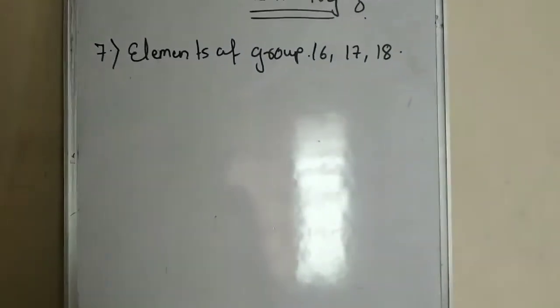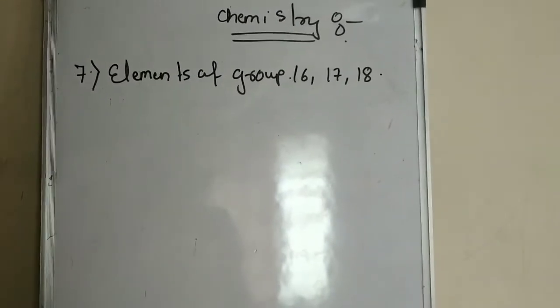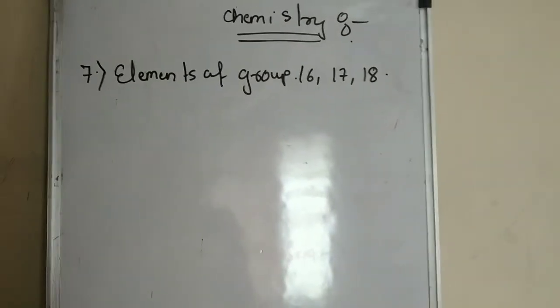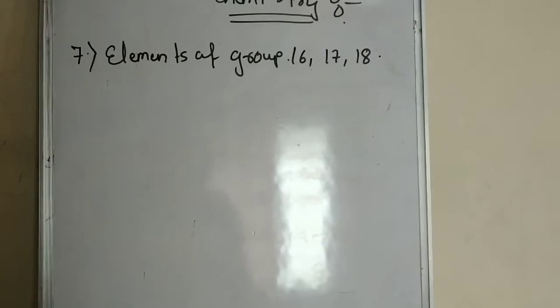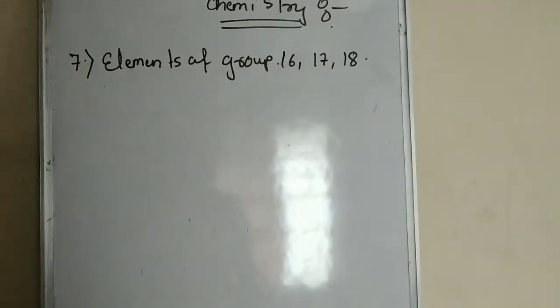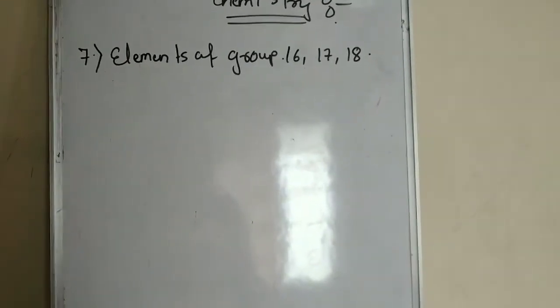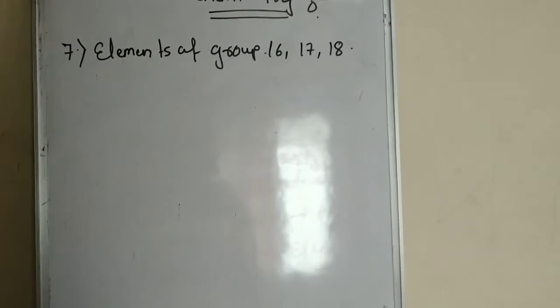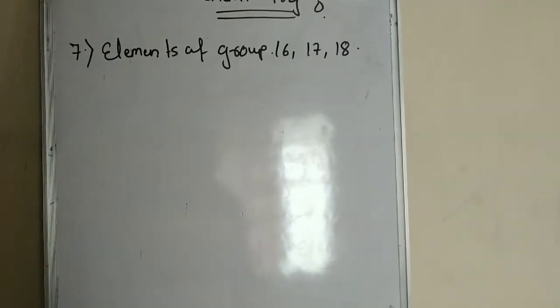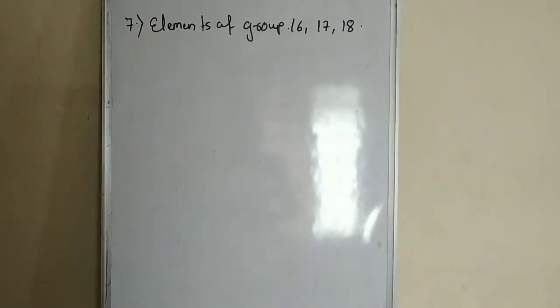So what is group 16 exactly? Group 16 starts from oxygen. It is also said to be the oxygen family. So in this case, oxygen, sulfur, selenium, tellurium, polonium. Group 17 starts from fluorine, chlorine, bromine, iodine, astatine, right? And group 18, helium, neon, argon, krypton, xenon and radon, right? So this is what we are going to learn in this particular chapter.